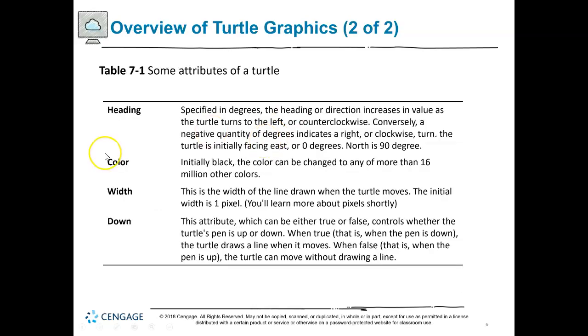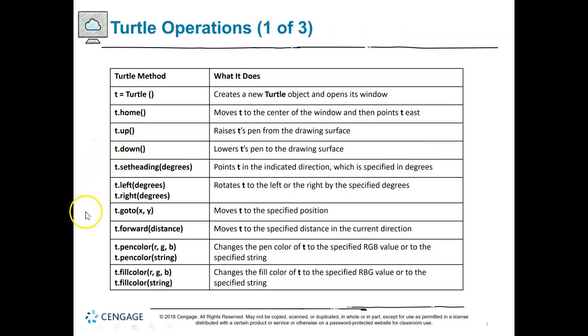So, come back here. Different things we can do. t.down lowers the pen. Set heading, left, right, go to, forward. These are really pretty common sense once we start thinking about how we're creating this object called turtle that's crawling around in our screen. And then we have some other ones.